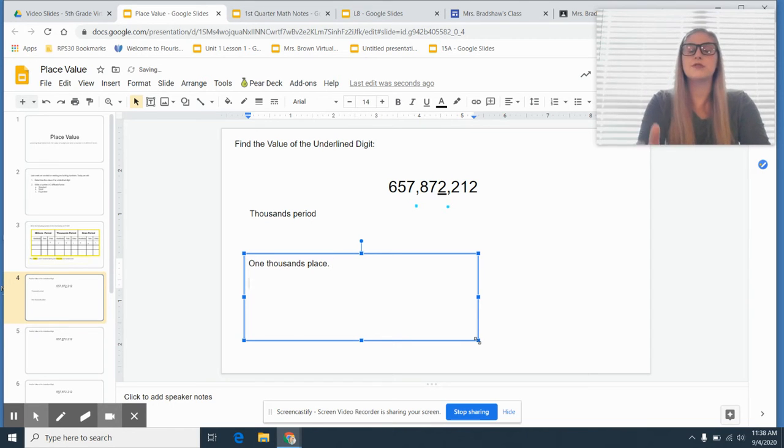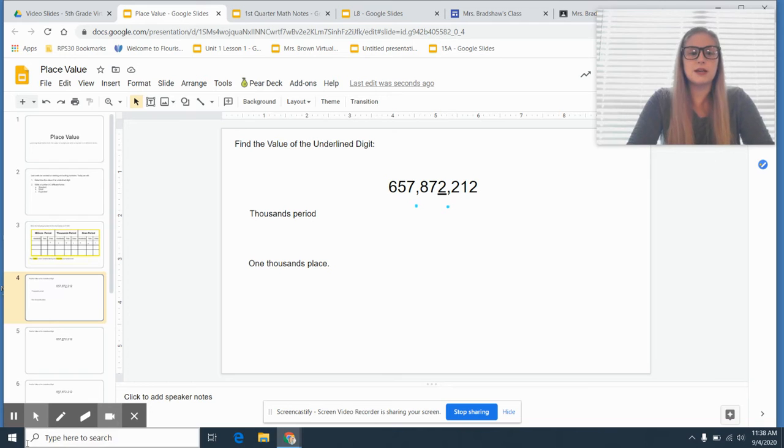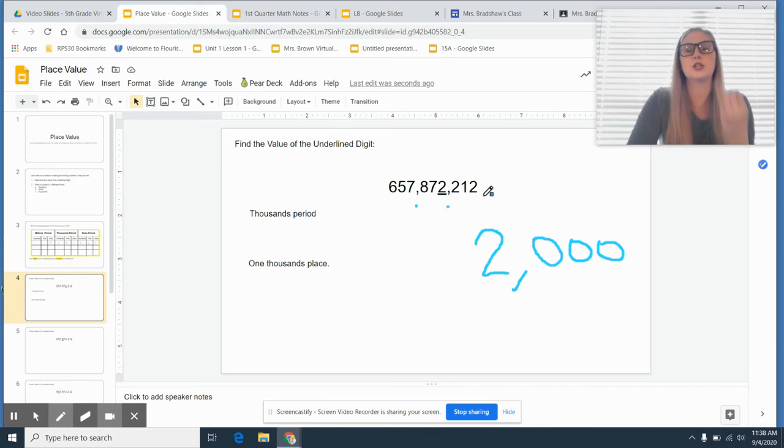So to find the value, I say, okay, I know it's in the 1,000s place, but it's a 2. So the value of this number here is 2,000. So I wrote the number 2 and everything else behind it turns to zeros to show me that the value of that digit is 2,000. All right, let's try the next one.